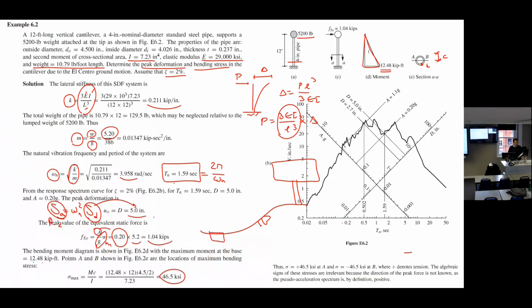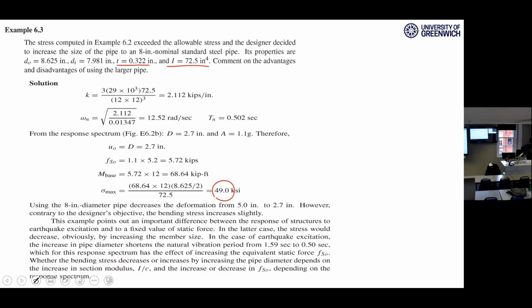let's take a look again. First case, first trial, second trial. Smaller section, bigger section. In both cases, mass is constant, okay? What is changing? Stiffness. Because the stiffness is changing, omega n changes, Tn changes. In the first trial, it's 1.59 seconds. In the second trial, it's 0.5 seconds, right?